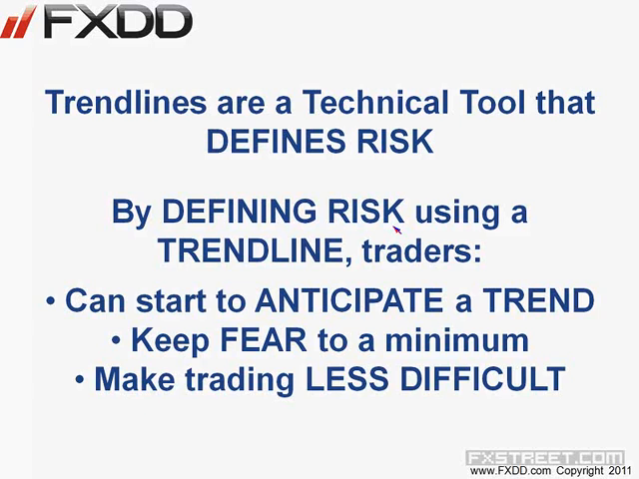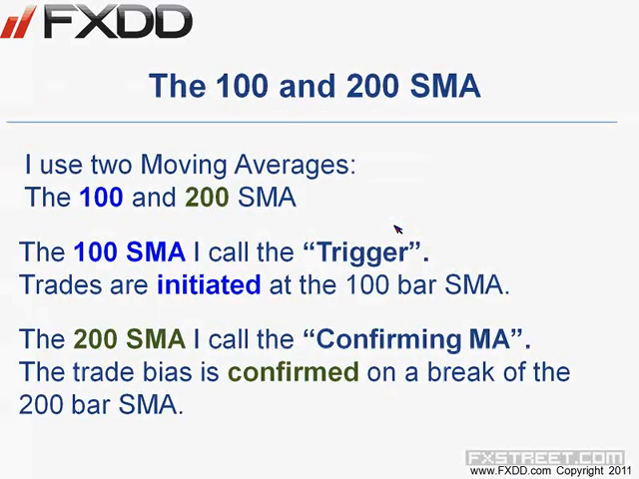So trend lines are one of the technical tools that define risk. By defining risk using trend lines, traders can start to anticipate a trend. They are also able to do what I call keep fear to a minimum. If you can define your risk, you can limit your risk as well, and that is what you as a trader try to do: define your risk, keep your fear to a minimum, and in the process you make trading a little less difficult. It's still difficult, but a little less difficult.